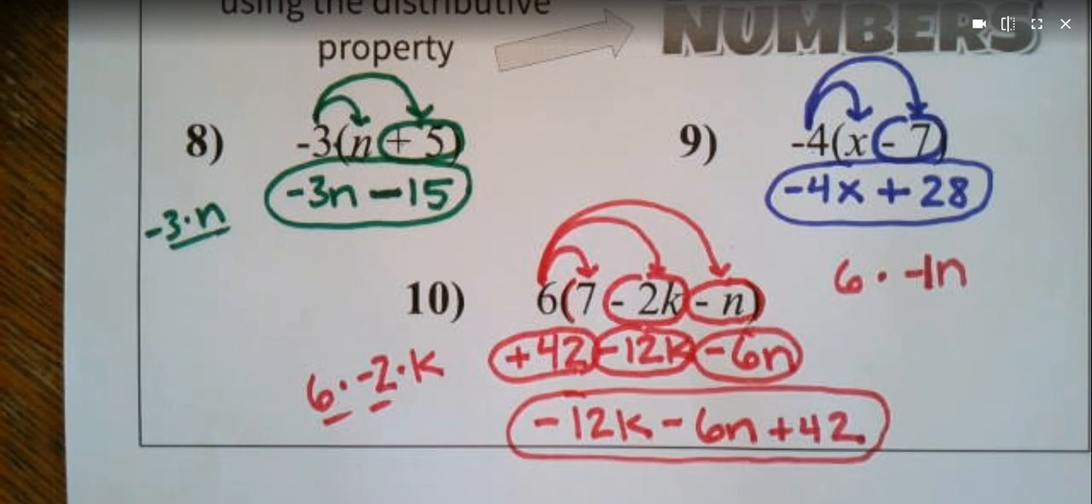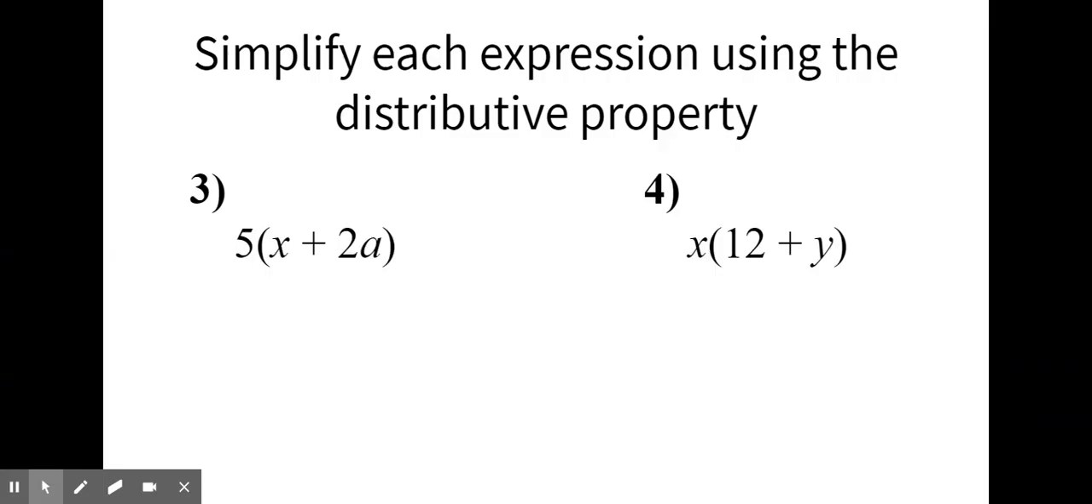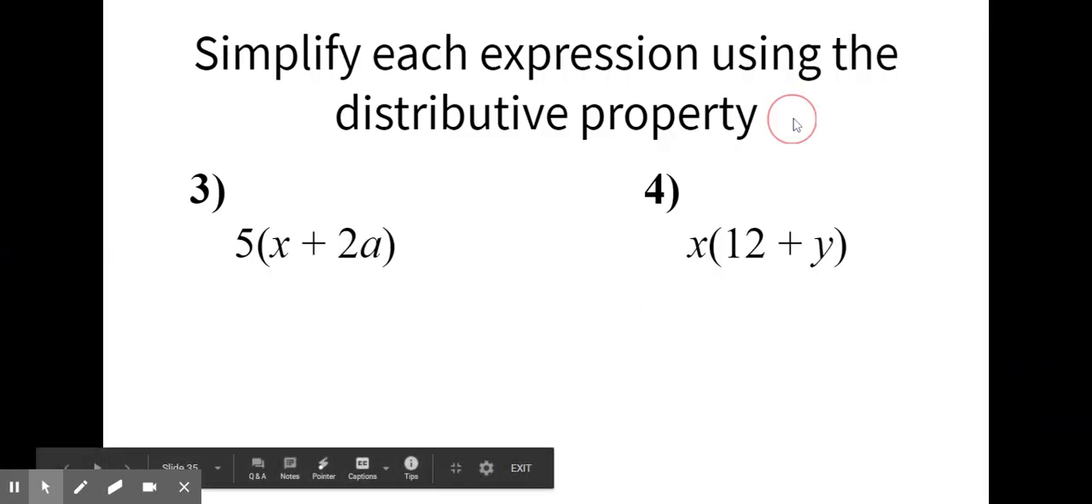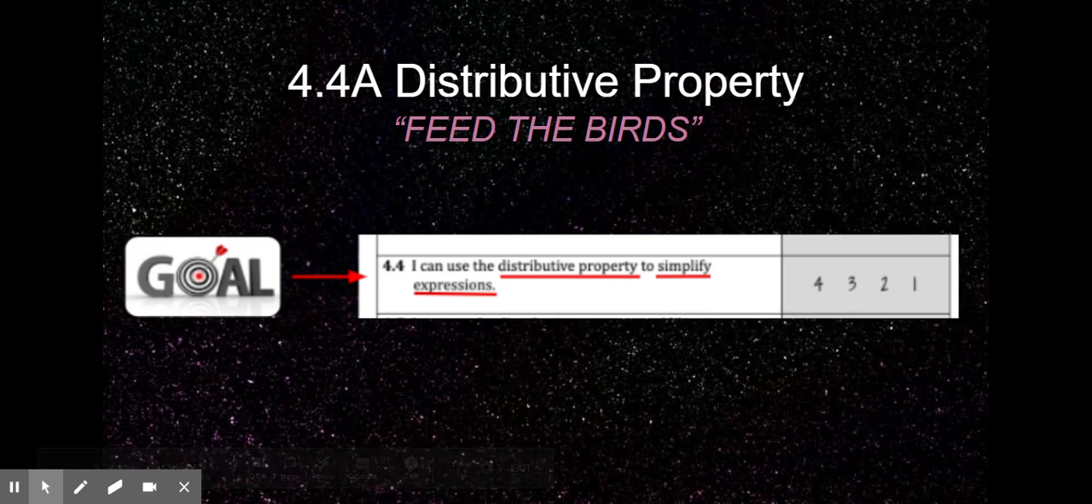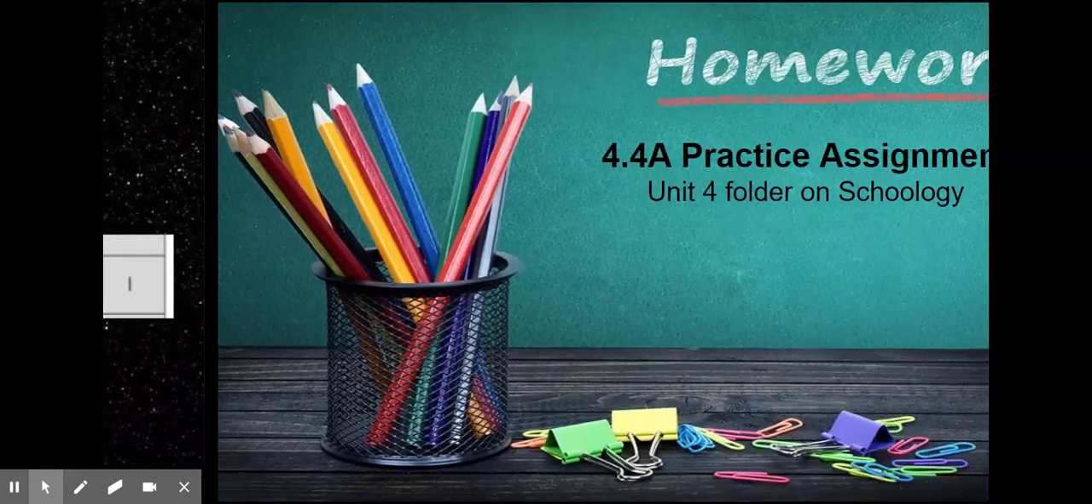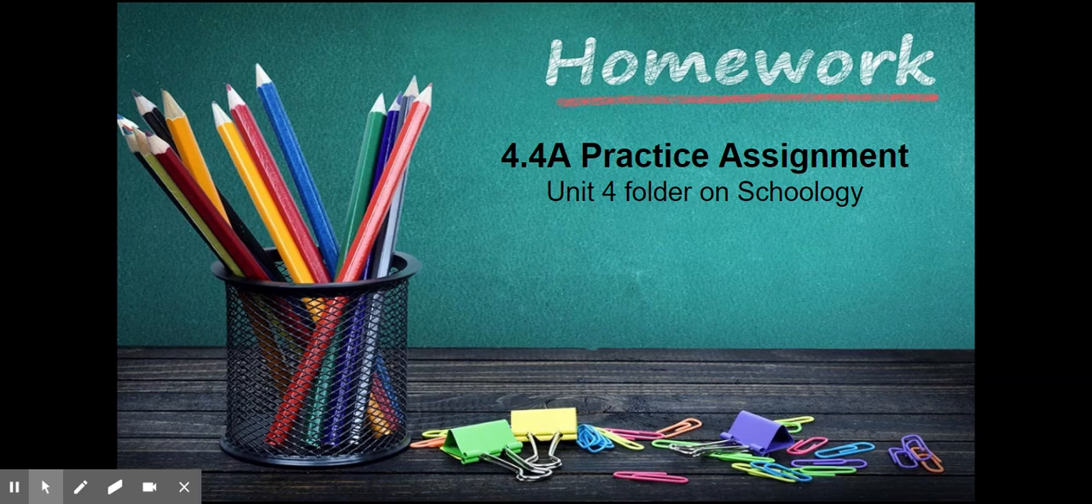All right, I think we've done pretty good here, haven't we? We worked pretty hard. Hopefully, you feel pretty good about our goal today, being able to use distributive property to simplify expressions. You can go ahead now and you can practice the 4.4a practice assignment in Schoology. Good luck and have fun.